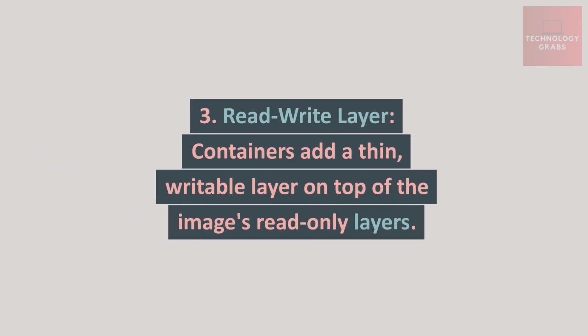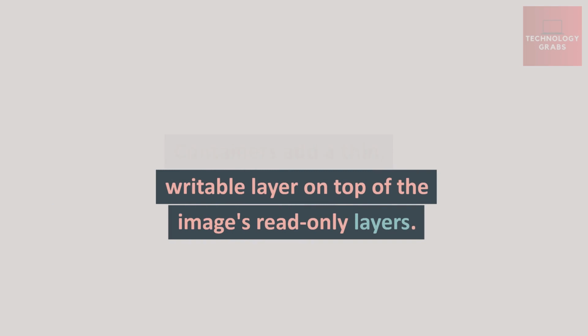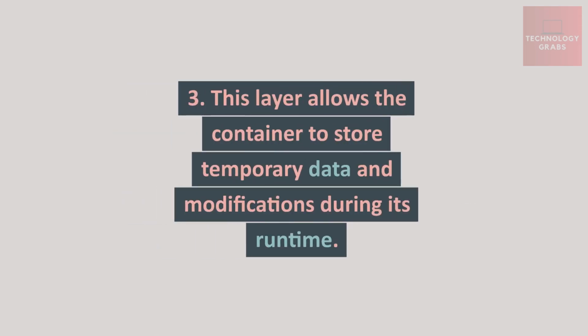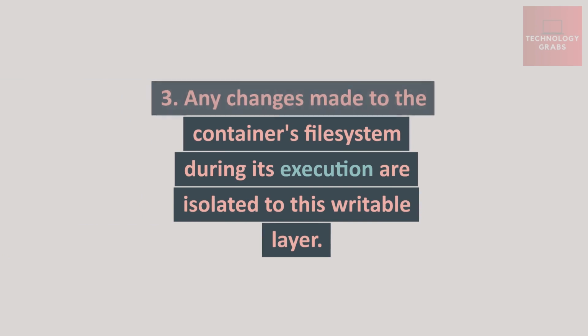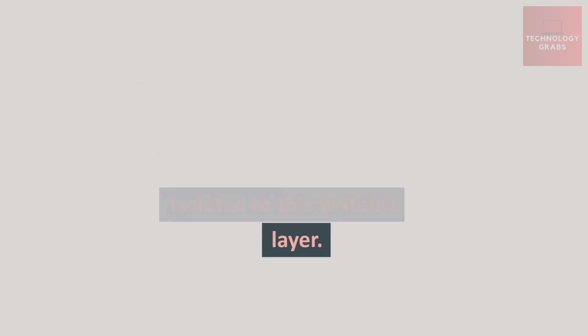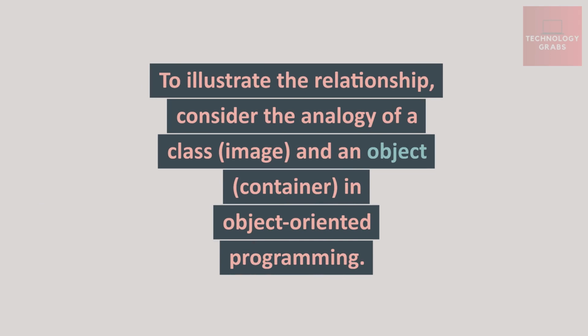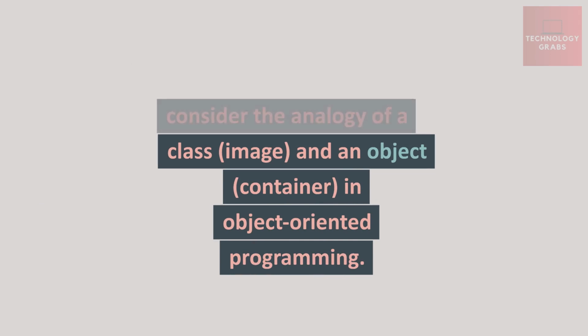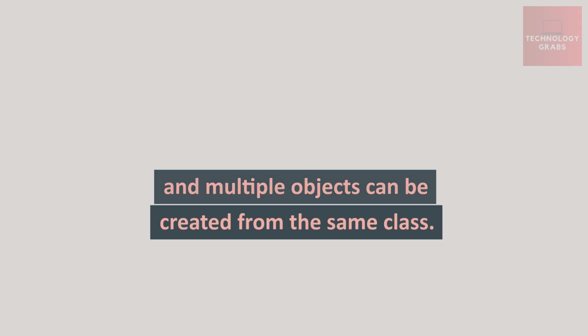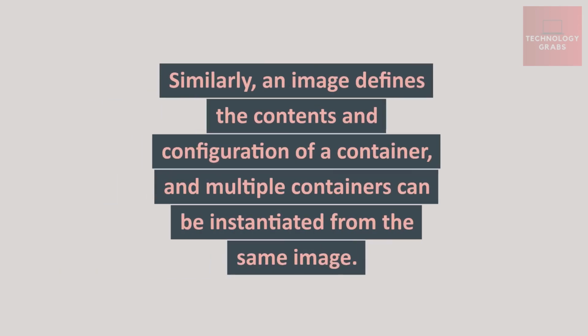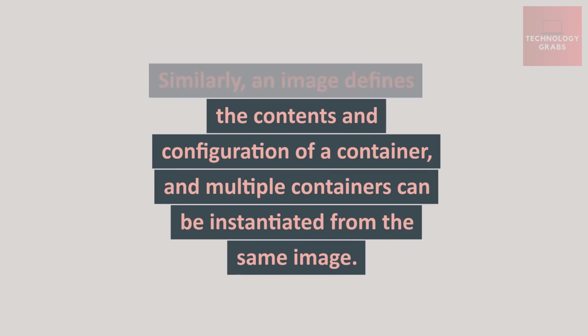3. Read-write layer. Containers add a thin, writable layer on top of the image's read-only layers. This layer allows the container to store temporary data and modifications during its runtime. Any changes made to the container's file system during its execution are isolated to this writable layer. To illustrate the relationship, consider the analogy of a class, the image, and an object, the container, in object-oriented programming. A class defines the structure and behavior of an object, and multiple objects can be created from the same class. Similarly, an image defines the contents and configuration of a container, and multiple containers can be instantiated from the same image.